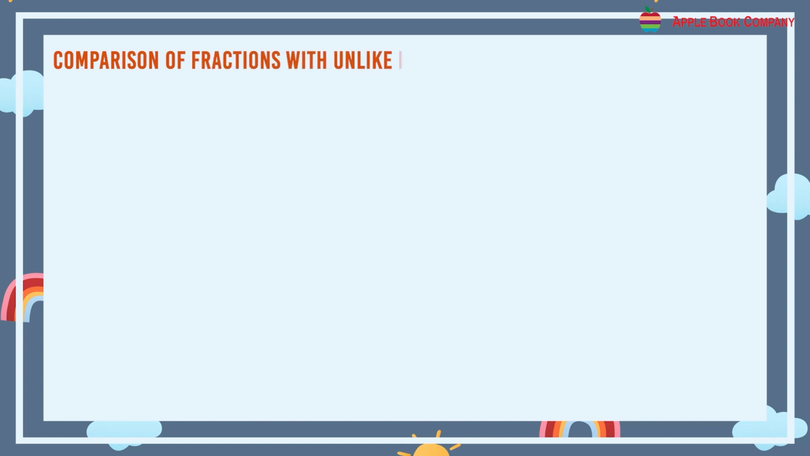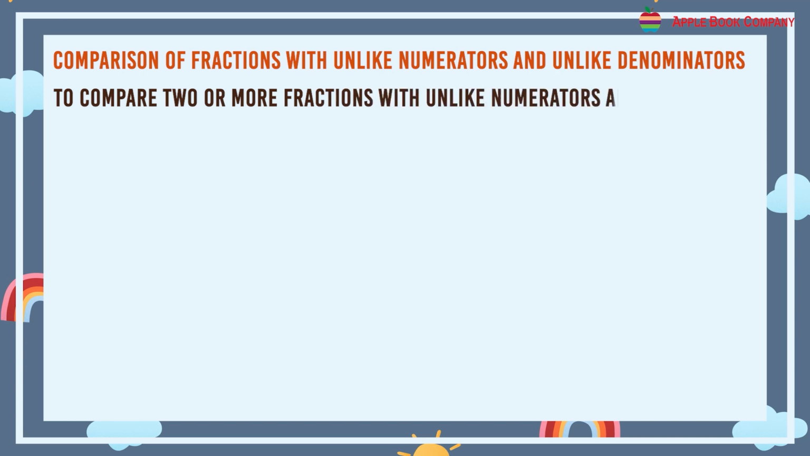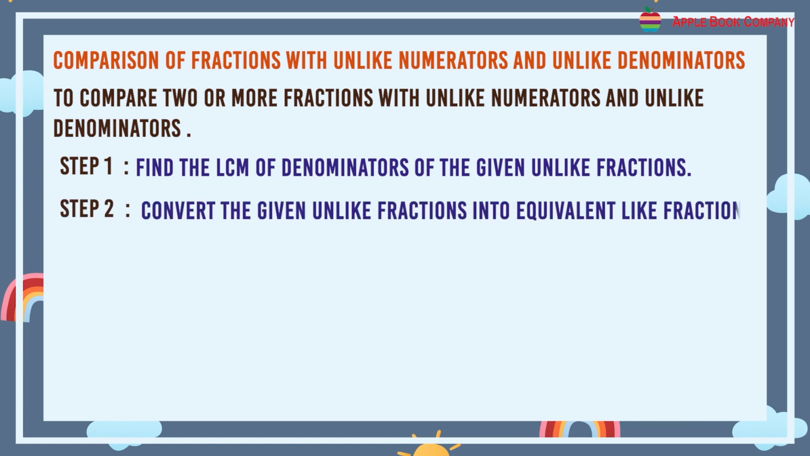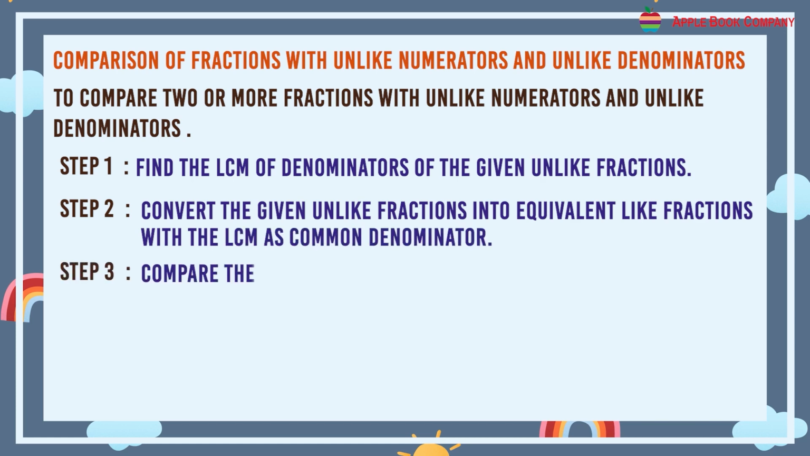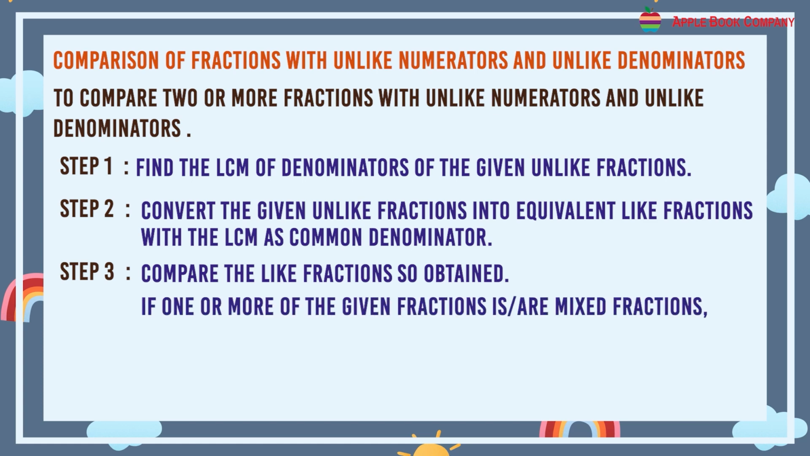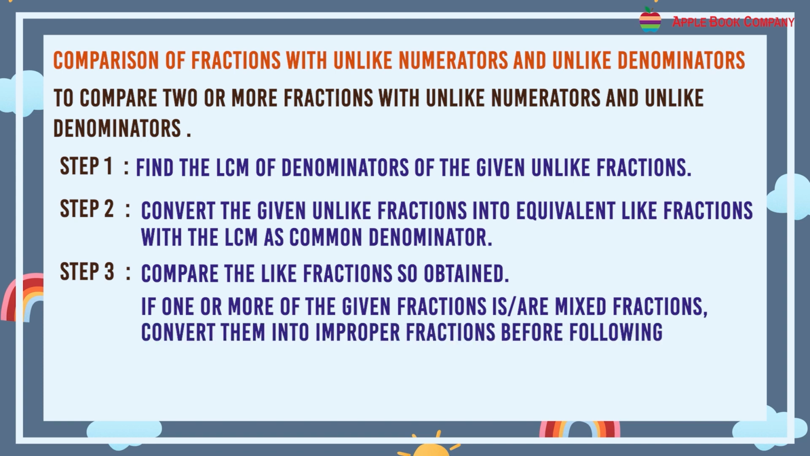Comparison of fractions with unlike numerators and unlike denominators. To compare two or more fractions with unlike numerators and unlike denominators, we follow the steps given below. Step 1. Find the LCM of the denominators of the given unlike fractions. Step 2. Convert the given unlike fractions into equivalent like fractions with the LCM as the common denominator. Step 3. Compare the like fractions so obtained. If one or more of the given fractions is or are mixed fractions, convert them to improper fractions before following the above steps.